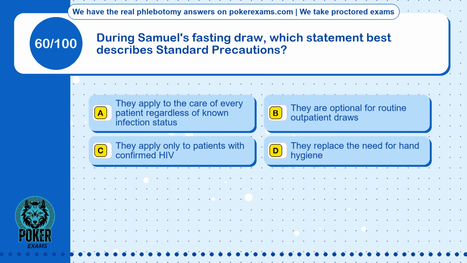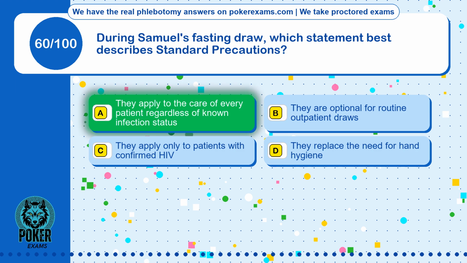Question 60. During Samuel's fasting draw, which statement best describes standard precautions? Option A. They apply to the care of every patient regardless of known infection status. Option B. They are optional for routine outpatient draws. Option C. They apply only to patients with confirmed HIV. Option D. They replace the need for hand hygiene.